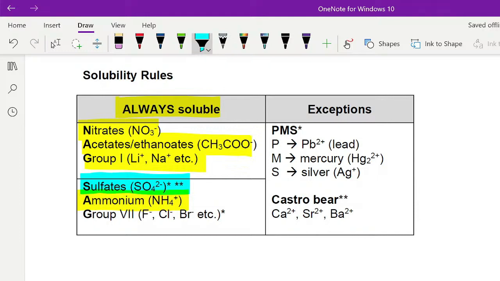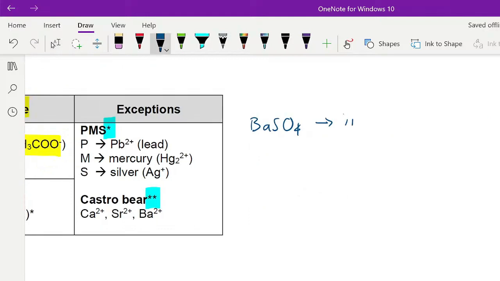You go to the second column here, you have PMS, which stands for lead, mercury, and silver, and Castro-Bear, which is calcium, strontium, and barium. So if you have barium sulfate, you will know that this barium sulfate is insoluble. Why? Because sulfate with barium is insoluble. But if I say copper sulfate, copper is not an exception, so copper sulfate must be soluble.